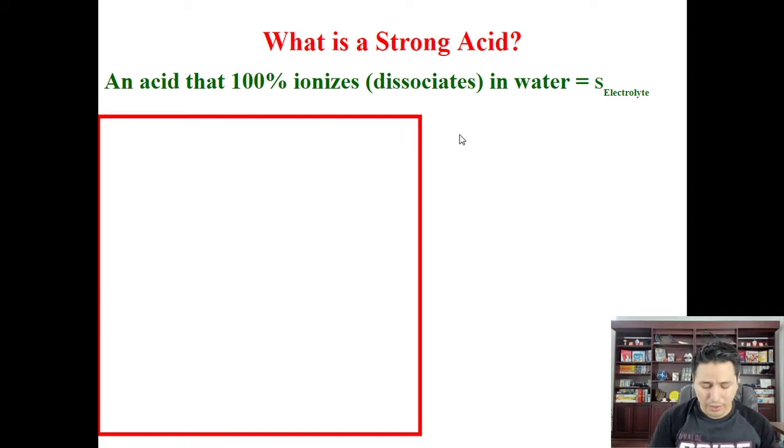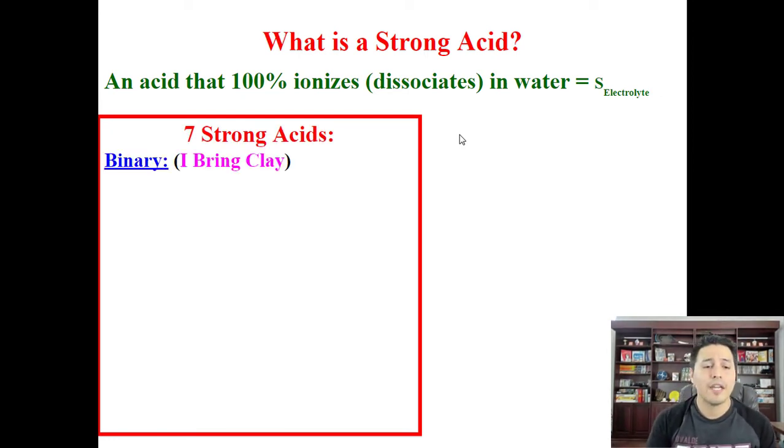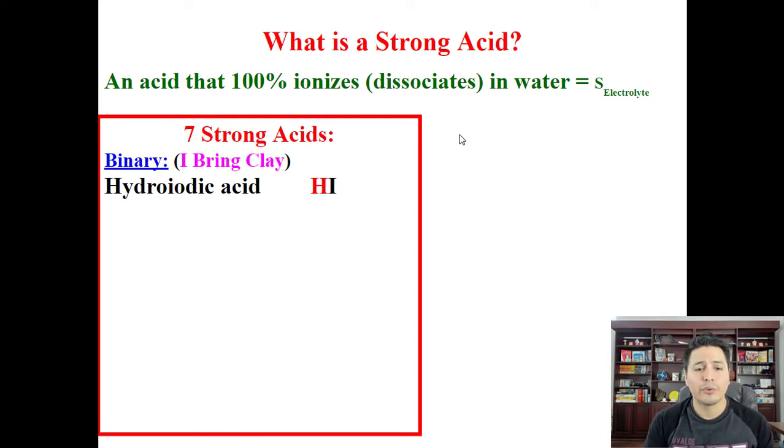Now, there are 7 strong acids that you need to know by heart. And so I have this little mnemonic for you guys. The first thing you need to know is that there's something called binary acids. A binary acid is when there's only 2 elements. So the first element is always going to be hydrogen. So here we have HI, and if you look at my mnemonic right there, it says I bring clay. Those are going to represent your gases that we need you to know.